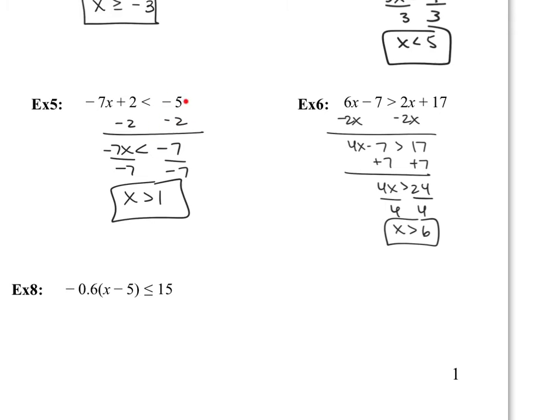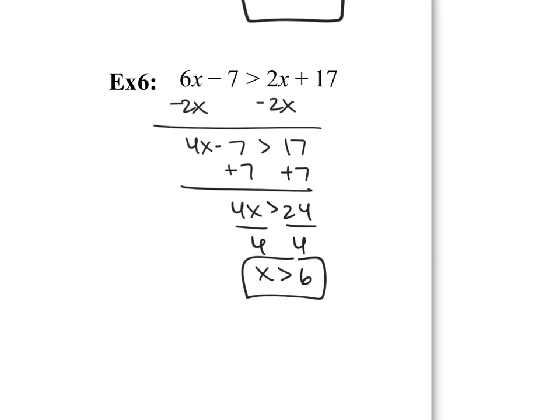On example 5, reverse PEMDAS, we're going to start by subtracting 2 from both sides. Negative 5 minus 2 is negative 7. Then dividing both sides by negative 7. Since I'm dividing by a negative, I need to reverse my inequality sign for a solution of x is greater than 1.